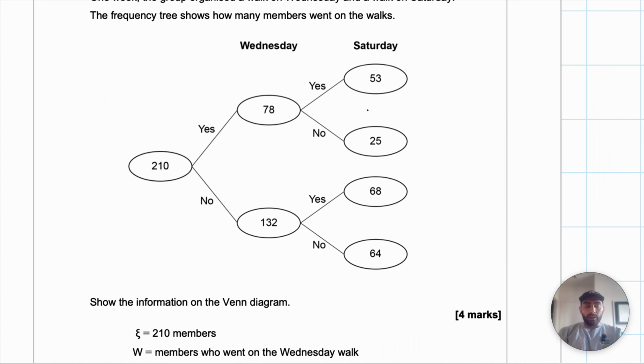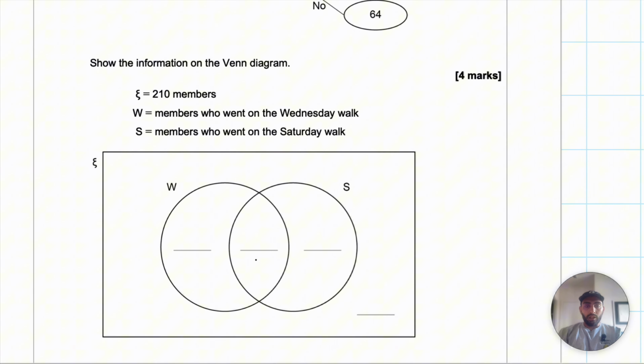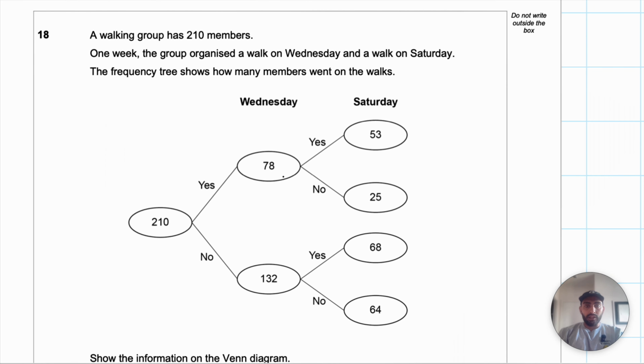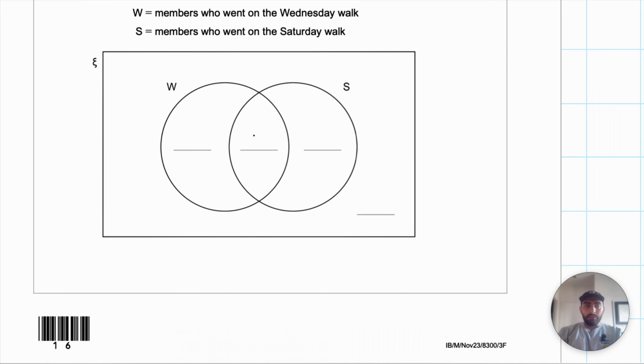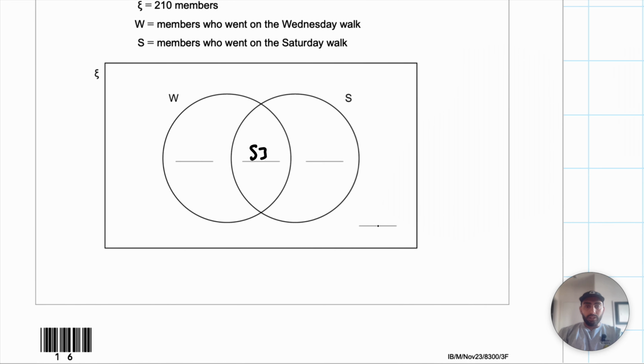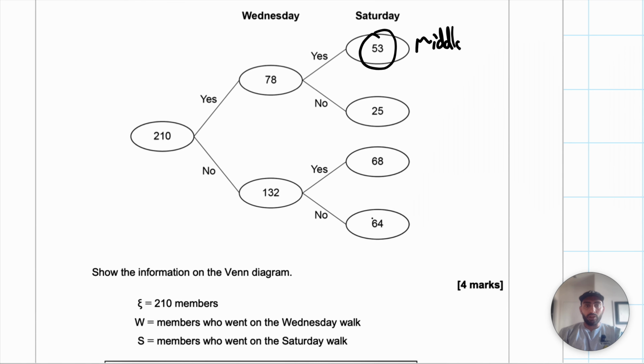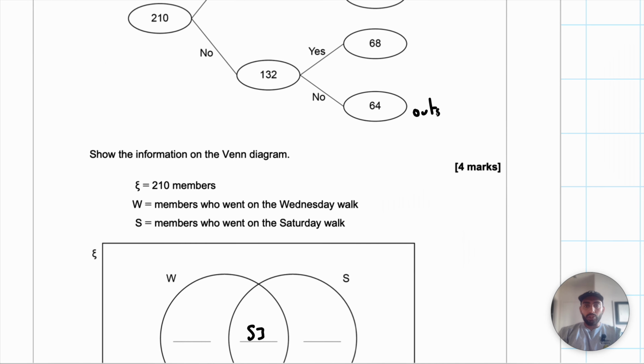So the easiest one to do, I think, is the one in the middle to start off with. The ones in the middle are the ones that went on Wednesday and on Saturday. So that would be yes and yes. That would be those people. That's the middle number. That'd be 53. Then the next one I'm going to do is this one on the outside. This one is going to be everyone that didn't do any walk on Wednesday or Saturday. So it would be no and no. So this 64 is the people that will be on the outside.